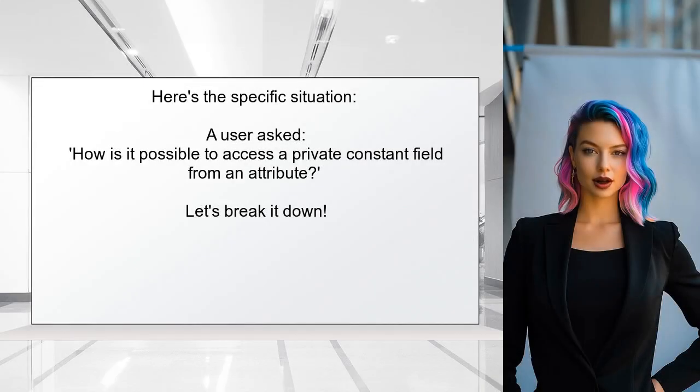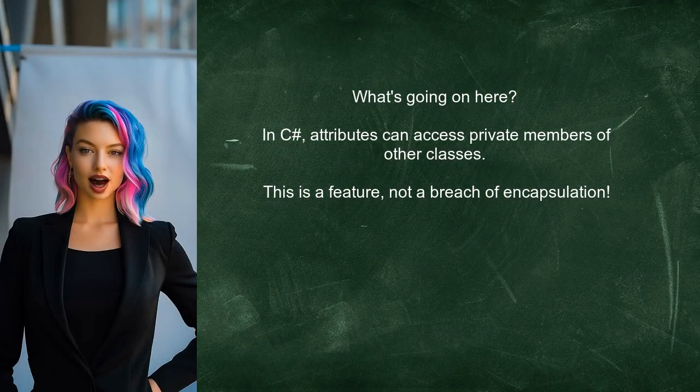Here's the specific situation we're looking at. A user recently asked, how is it possible to access a private constant field from an attribute? They provided a code snippet that raises this very question. Let's break it down and see what's happening. So, what's going on here?